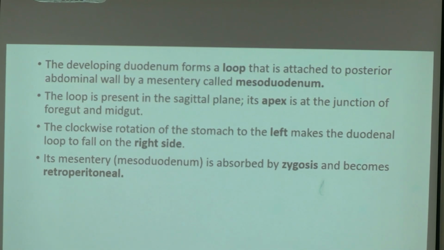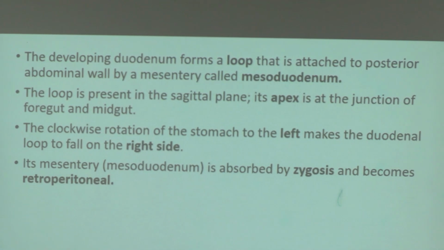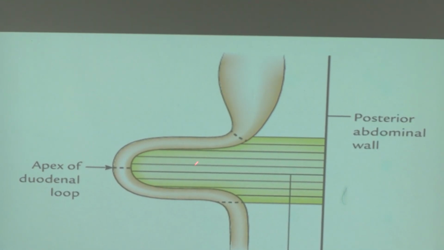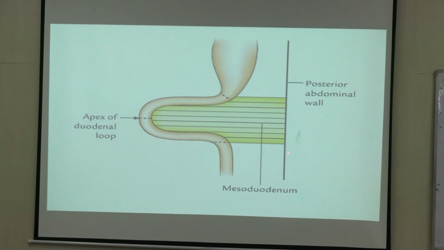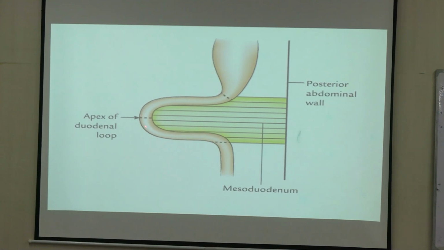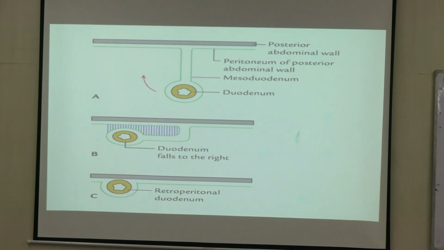After the disappearance, this is how your developing duodenum will look. See here. This is the loop part, and this is your mesoduodenum. Here we have the posterior abdominal wall, and this is the apex part of your duodenal loop. We have the posterior abdominal wall followed by peritoneum, and then the mesoduodenum, then the duodenum part. This one is not the dorsal mesentery, that is your mesoduodenum.